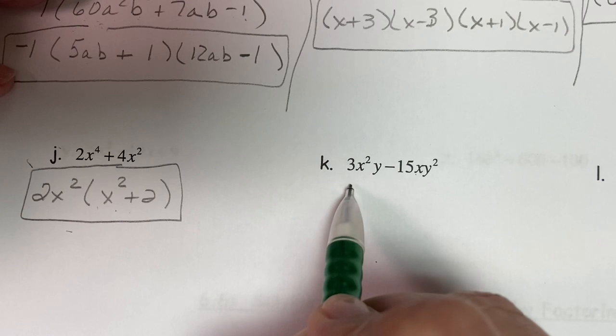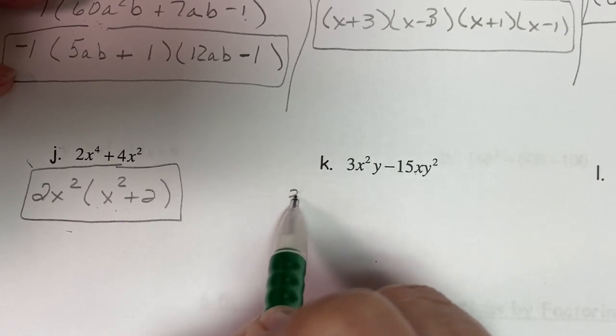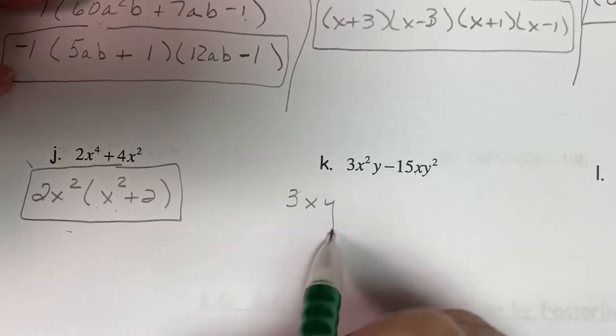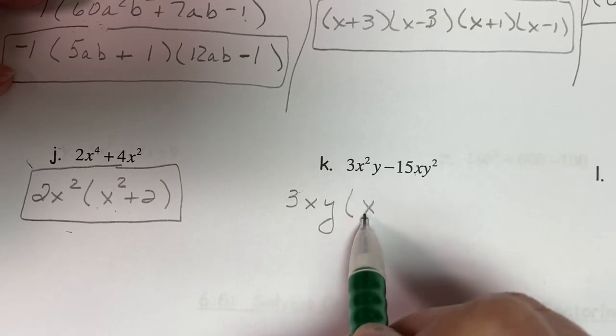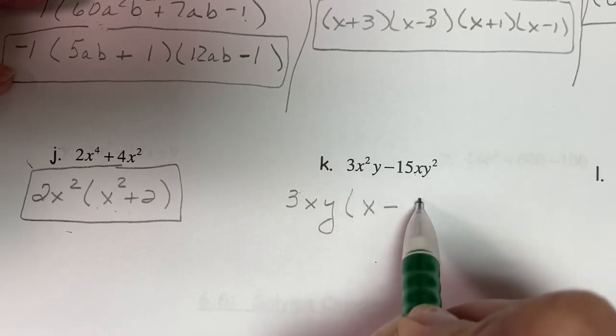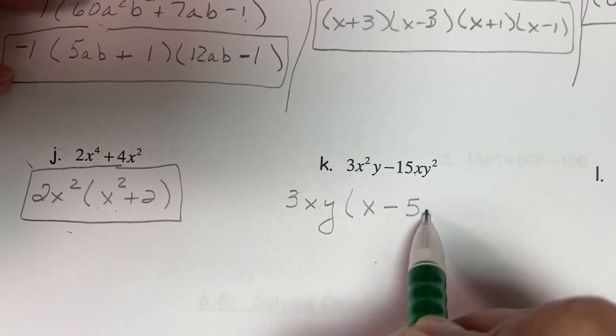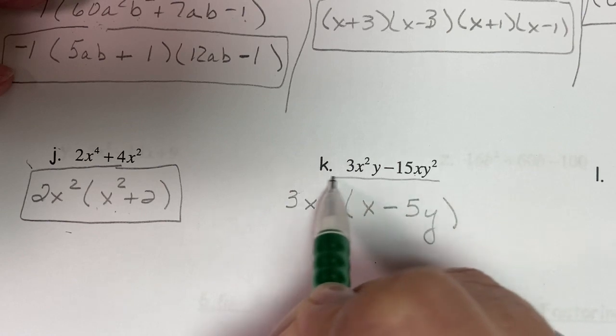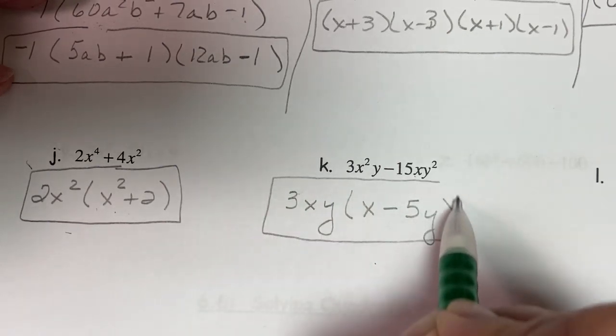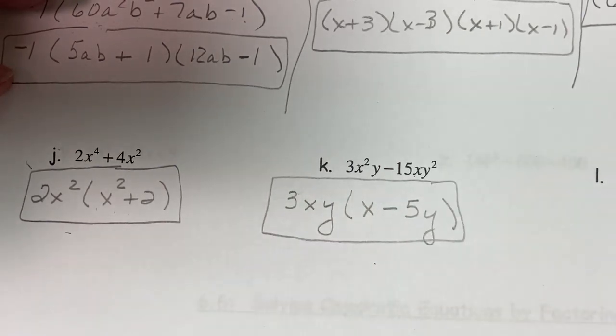I can GCF out of here. I can take out a 3xy, which will leave me with just an x minus 5y. And again, that doesn't factor any further. So there's another one where all you could do was take out the greatest common factor.